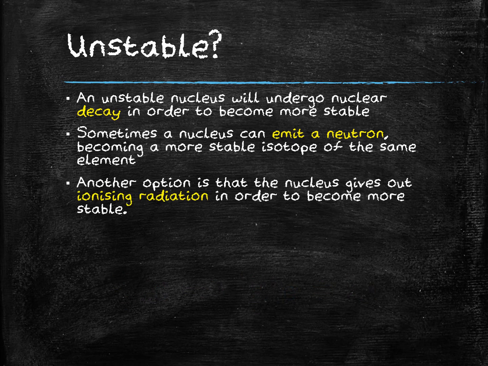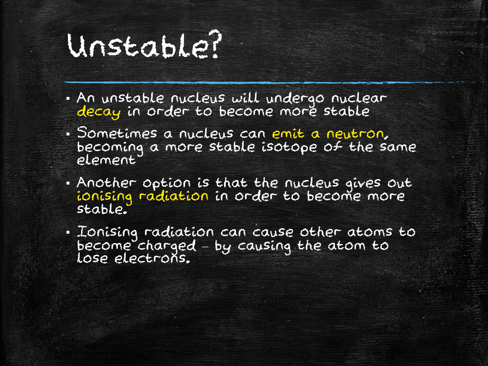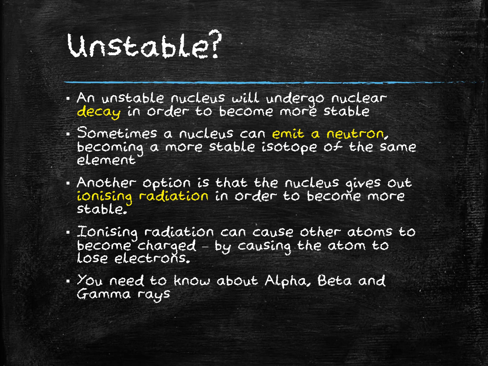Another option is that it emits ionizing radiation in order to become more stable. Now there's three forms of ionizing radiation you need to know about, but the key thing you need to be aware of is that ionizing radiation causes other atoms to become charged, or ions, by causing the atom specifically to lose electrons. The three types of nuclear ionizing radiation we're going to talk about are alpha, beta and gamma. And alpha and beta, as I mentioned before, are names that were coined by Rutherford in his research of this topic.